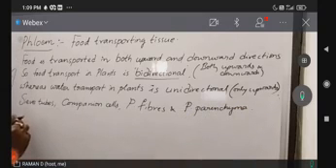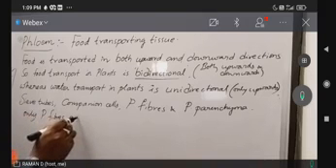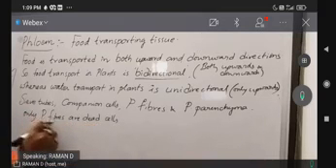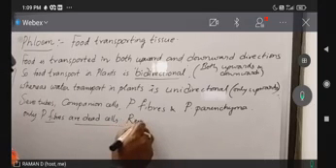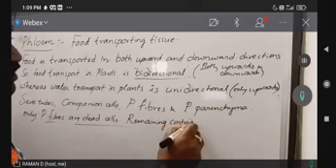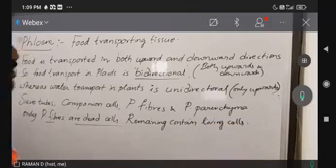Out of these 4 elements, only phloem fibers are dead elements, dead cells. Phloem fibers are made up of dead cells. The remaining elements contain living cells. Only phloem fibers are dead cells, the remaining contain living cells. Okay.